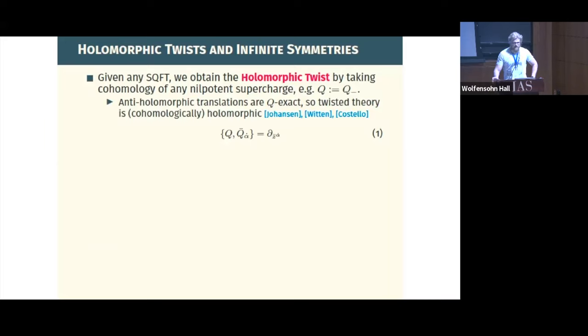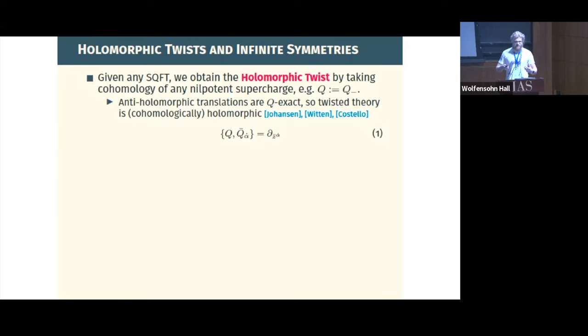Basically the idea is I need to introduce the notion of a holomorphic twist. Given any supersymmetric quantum field theory, since Q squared is equal to zero, just like d squared is equal to zero, you can take the cohomology with respect to a particular supercharge. Because in the supersymmetry algebra {Q, Q bar} produces a translation, anti-holomorphic translations become Q-exact. And so the twisted theory is holomorphic. So we're restricting our attention to some subsector of the original theory, essentially.